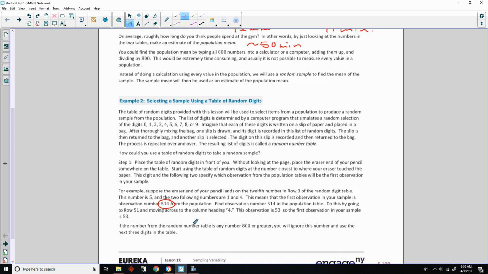If the number from the random number table is any number 800 or greater, you will ignore this number and use the next 3 digits in the table. So if you draw an 8 or a 9 first, disregard, start over, right? Can't have anything over 800. So you could draw an 8 and then 2 zeros, so you don't just disregard the 8. But if you draw a 9 first, put it back in the bag, don't count it, start over.